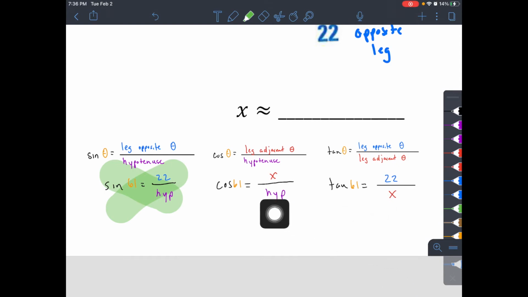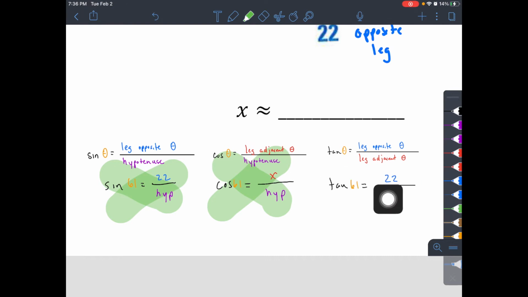Now, comparing these two, right? This cosine equation does have x, but it also does not know what the hypotenuse is. So we can't solve that one. This one's useless to us. Tangent works for us because the only value that's unknown is the x value. So this is what we can solve.